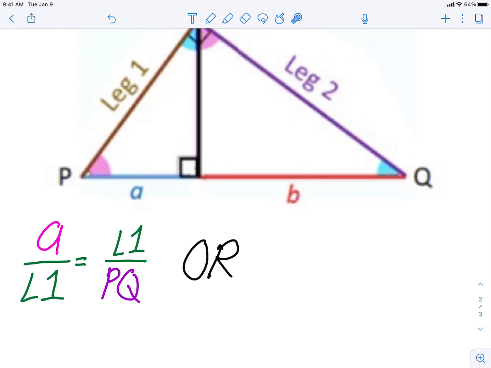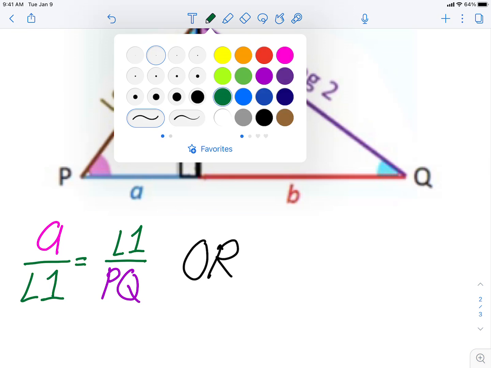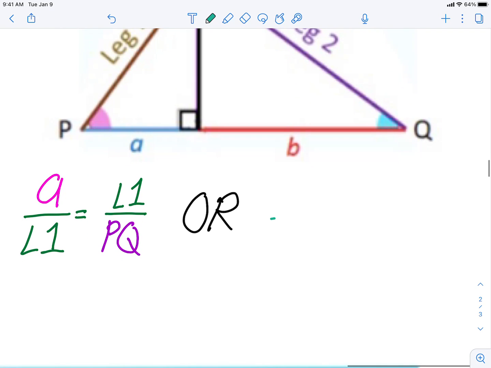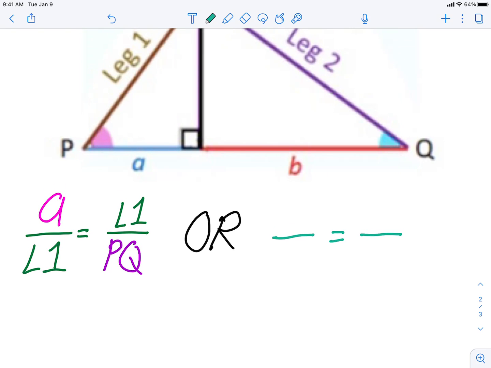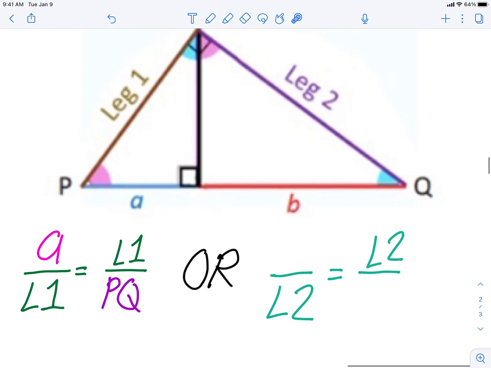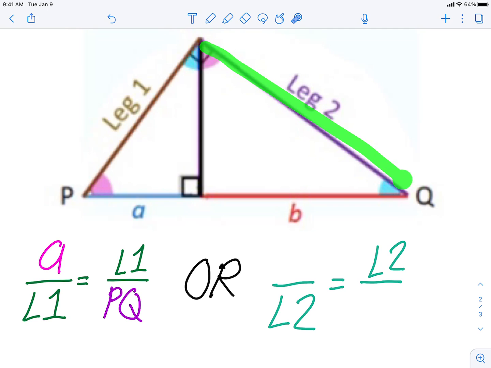Now we're going to deal with leg 2. So again, I'm going to create a proportion equals, and just like on leg 1, I'm going to say L2 top right, L2 bottom left. Now again, L2 is over here, and it's obvious that it's not A that's touching L2, it's B. B is touching L2, so B is what's going to go up here.